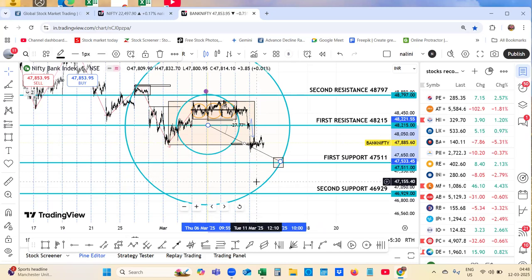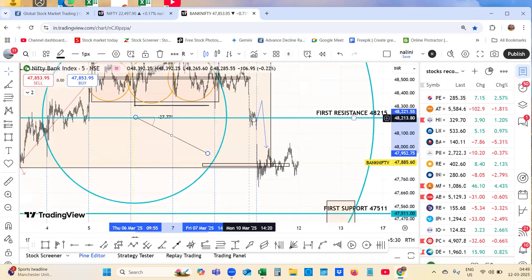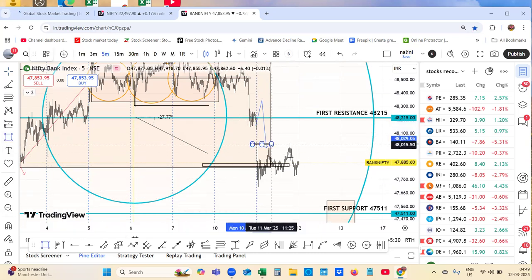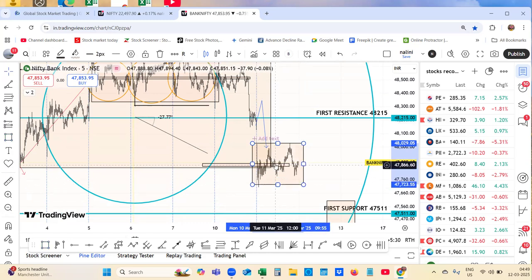The first resistance of the market is 48,215 and 47,511. See, yesterday after the gap down, I'll zoom it out. After the gap down, the market went through a compression. This is a compression, actually. The whole thing is a compression.